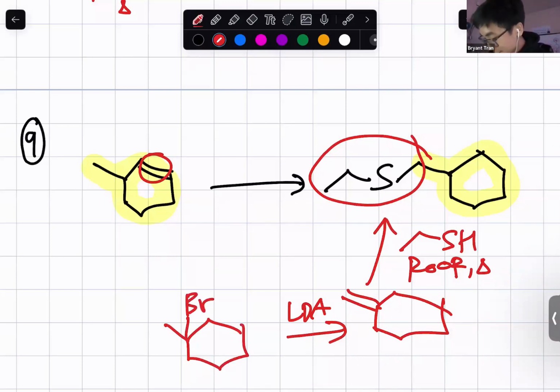Okay. Now, where could this bromine have come from? Like what reagent? If there was a hydrogen right here, an invisible hydrogen right there.